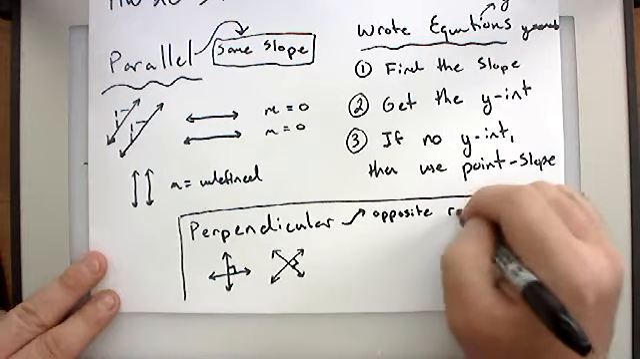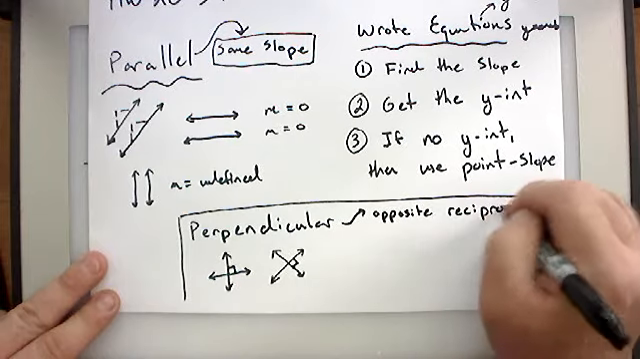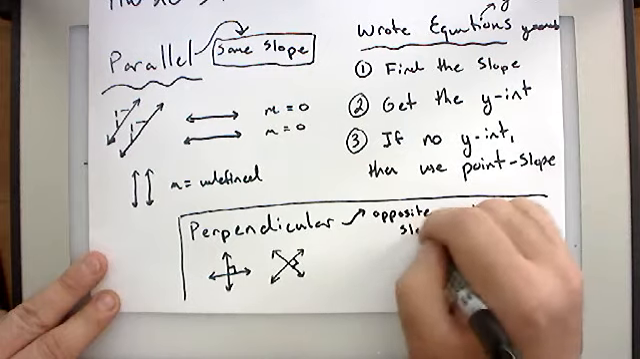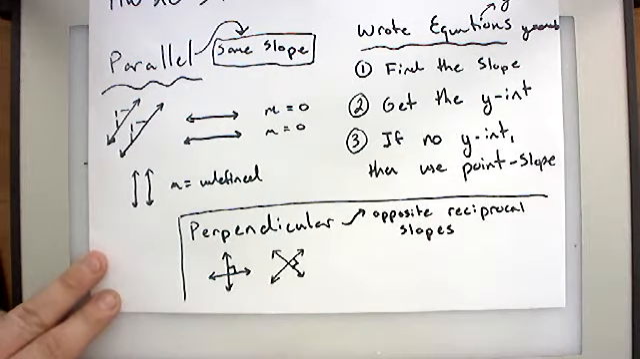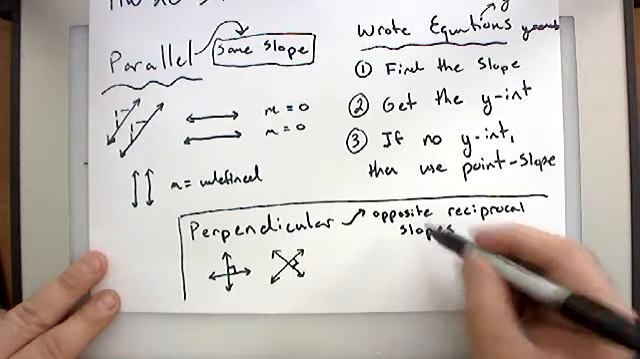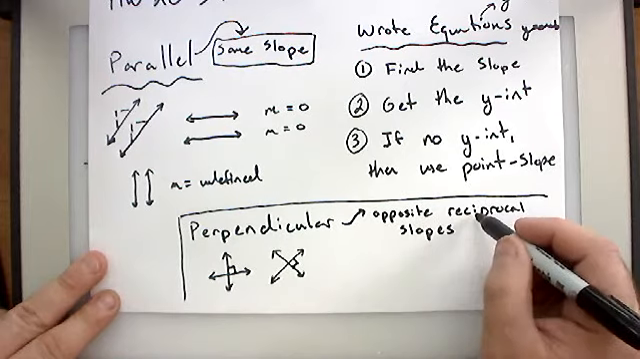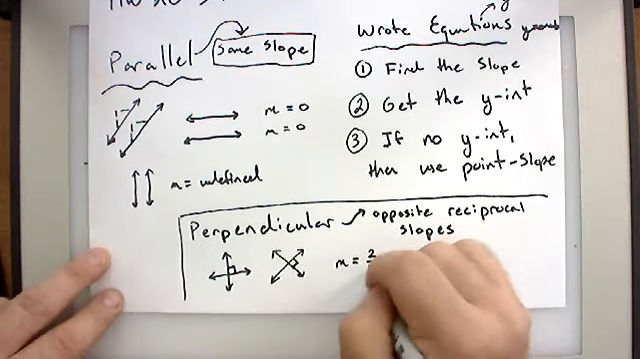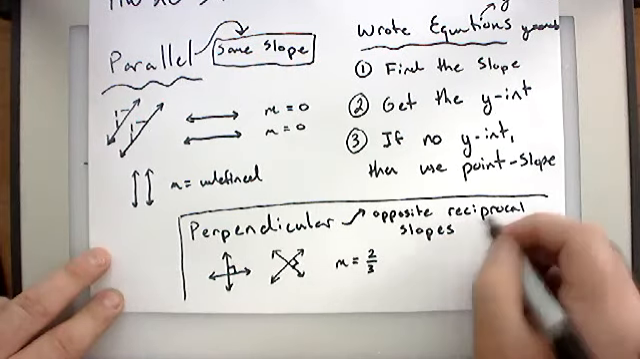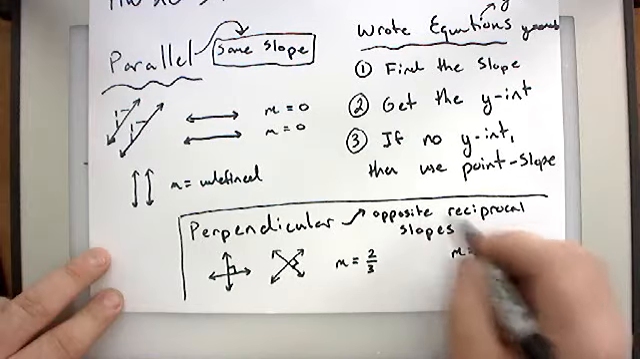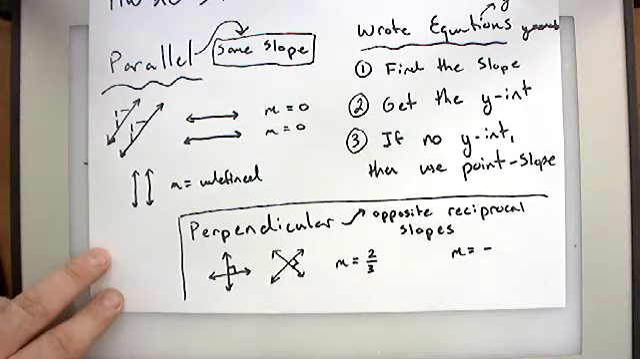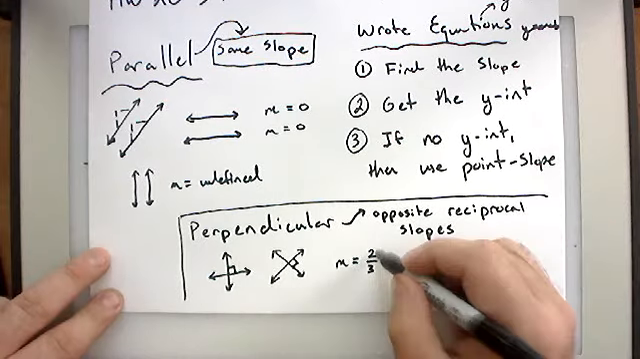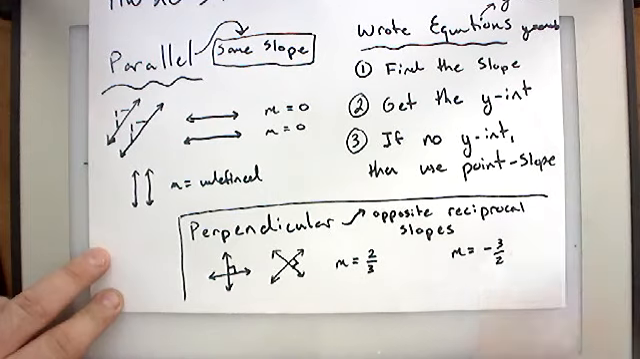It's a mouthful. Opposite reciprocal slopes. What does that mean? Opposite meaning they're different signs. Reciprocal meaning you flip. So for example, let's say that your slope was 2/3. The opposite reciprocal slope of that, opposite meaning, well, yours is positive, so mine's going to be negative. And reciprocal meaning, well, yours is 2 over 3, so mine's 3 over 2.